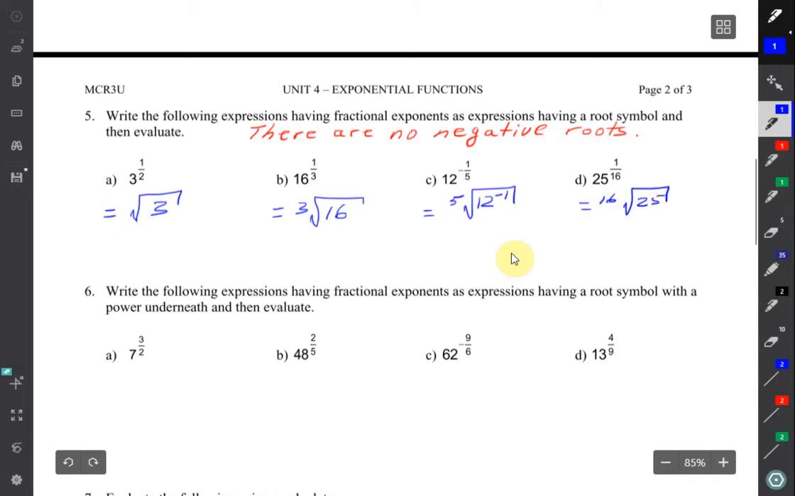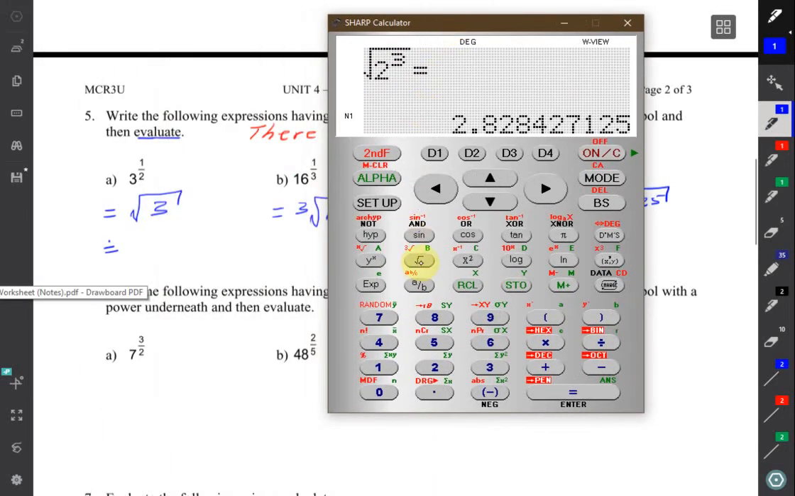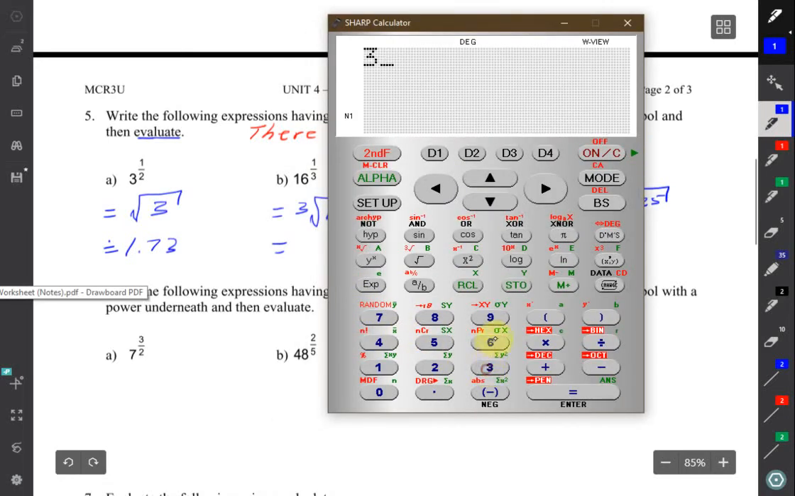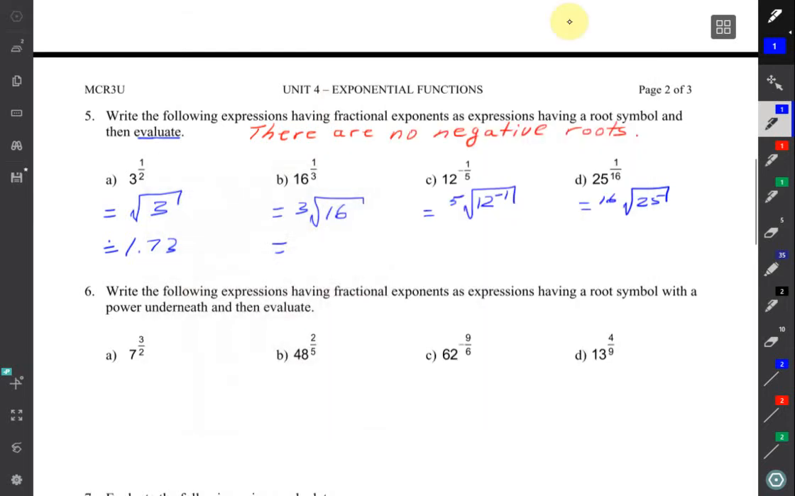Now, in the question, it says to evaluate each of these. So what you need to do is put these in your calculator and find the answer. The square root of 3 is 1.73, and the cube root of 16 is 2.52 rounded.